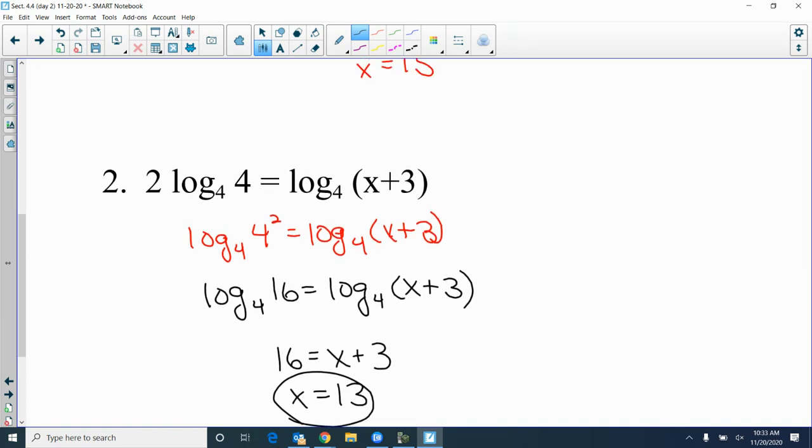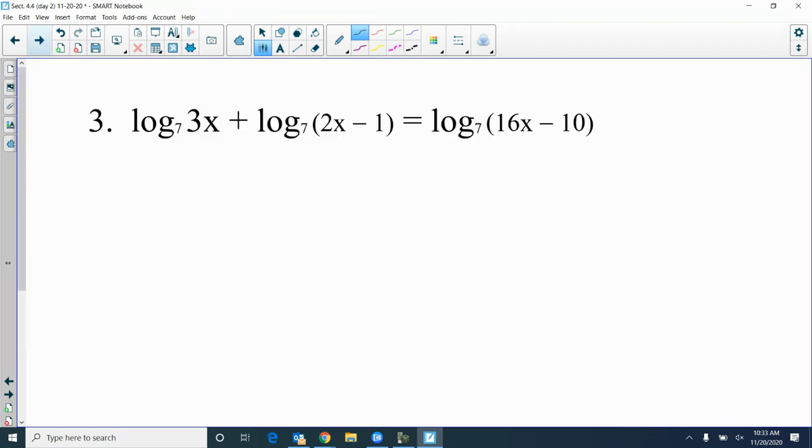All right, now those only had 2 terms. Okay, last one here that we're going to look at. This one is going to be a little bit nastier.